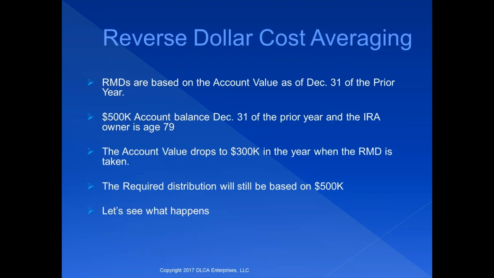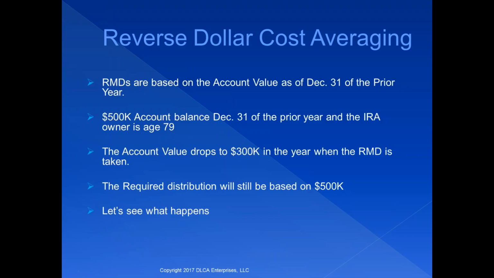So I want to introduce you to the concept of reverse dollar cost averaging, and how it pertains to required minimum distributions after they turn age 70.5. These RMDs are based on the account value as of December 31st of the prior year. So whatever my IRA balance was December 31st of 2016, that's going to be the number used to calculate my required minimum distribution. So let's assume that there was $500,000 in the account as of December 31st of the prior year, and the owner is currently age 79.